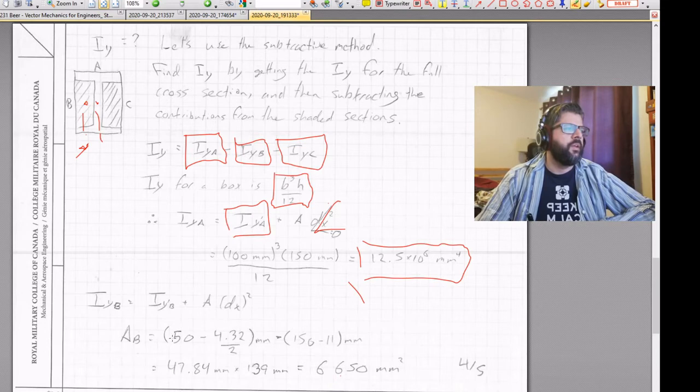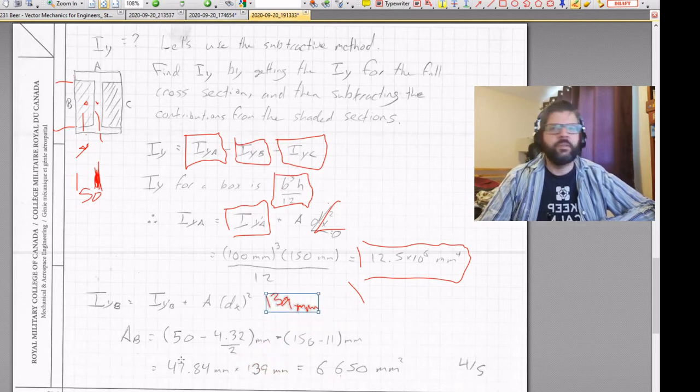So the area, basically from here to here is 50, and we're going to shave off this tiny section here that's half the width of the web. So 50 minus 4.32 divided by 2, and then multiply that by this height here, which is 50 minus that 11 millimeters, which is twice the thickness of the flanges. So that's 139 millimeters. I already had that written right there. Anyhow, those two multiplied together, we get 6,650 millimeters squared.